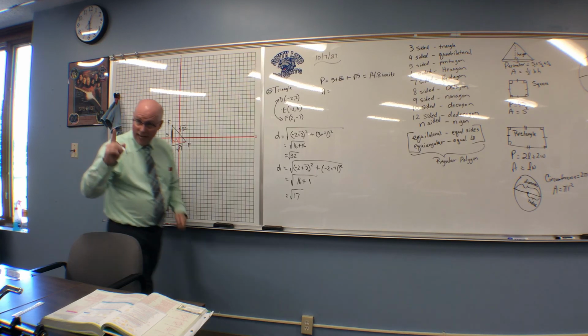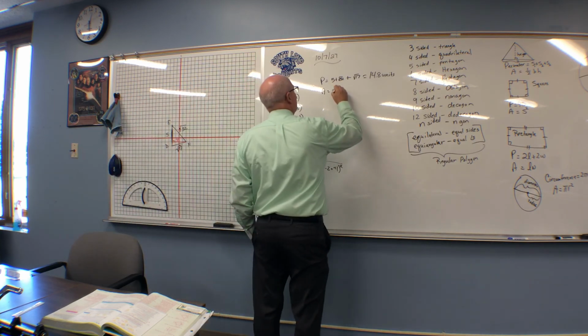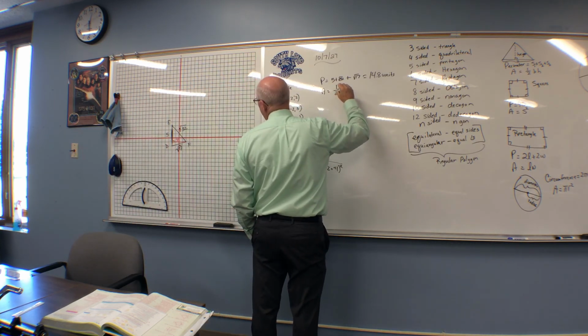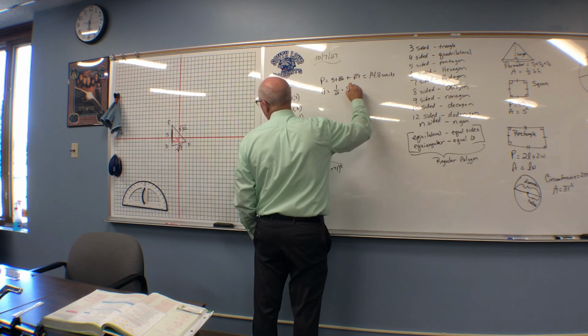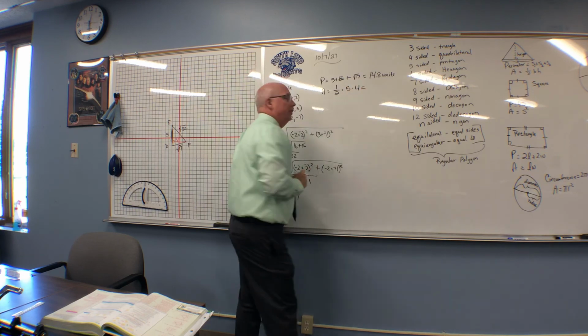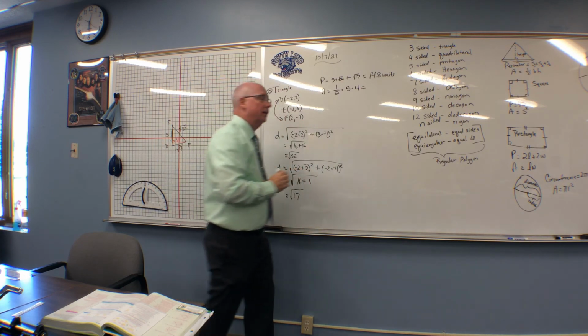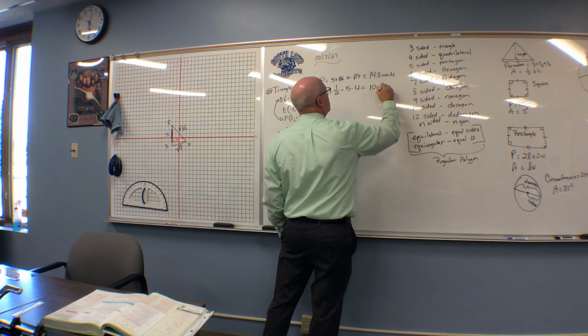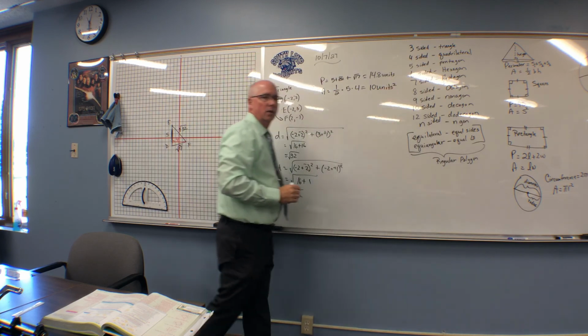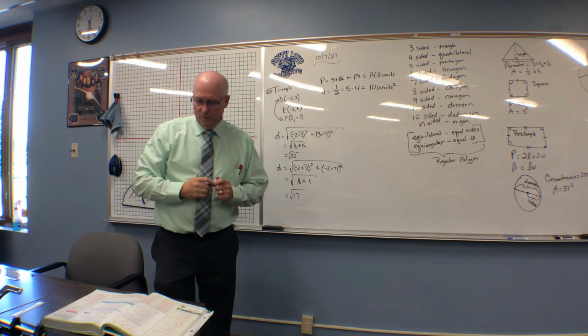Now we're going to do 1/2 base times height. Our base was 5 and our height is 4. So 1/2 of 20 is what? 10. 10 units squared. Actually, that was easier. I thought it was going to be a little tougher than that.